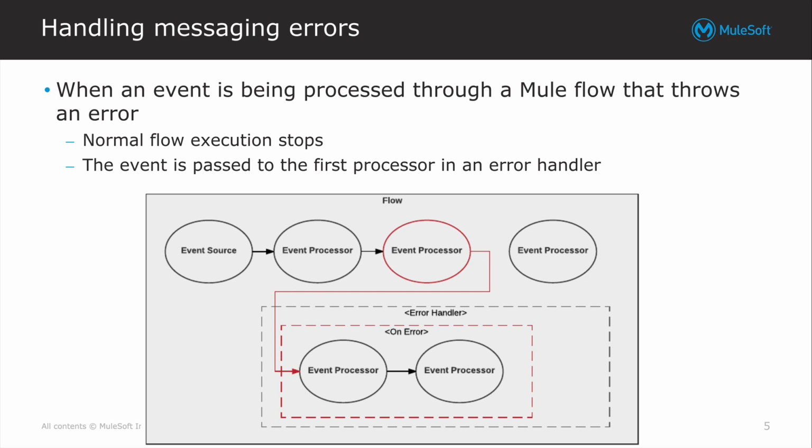In this illustration, you can see that an error scope has been added to the error handling section of the flow, and processors have been added to the scope. This is called a flow-level error handler. The Mule event will pass through the processors in the error scope, and when they finish, the event will be returned to the calling flow, or the response will be sent back to the client.